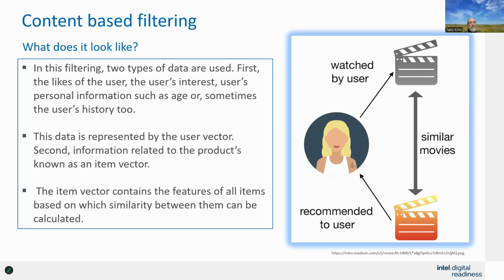Not always, right? So this data is represented by the user vector. Remember that terminology of vector. Information related to the products is known as an item vector. So when it's related to the user, it's a user vector. When it's related to the item, it's an item vector. And remember, vectors are numerical representations of things. The item vector contains the features of all items, based on which similarity between them can be calculated.